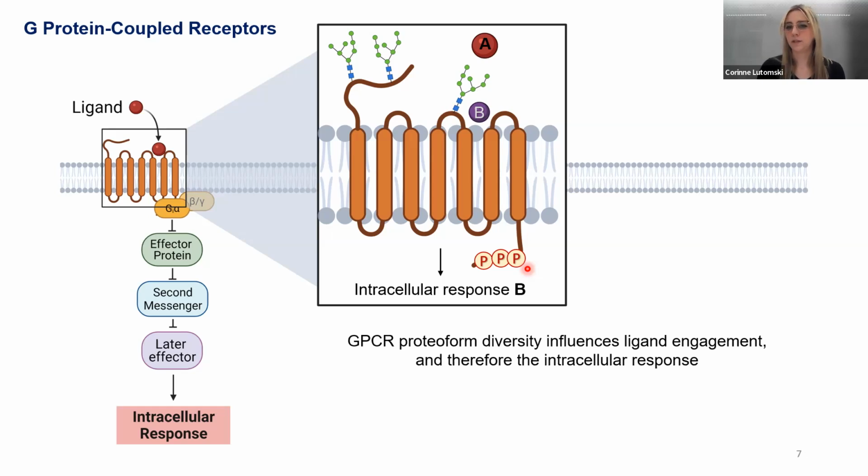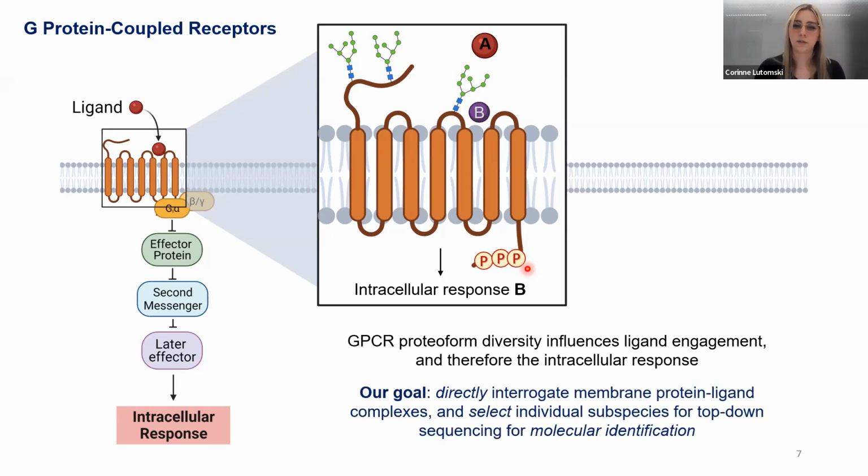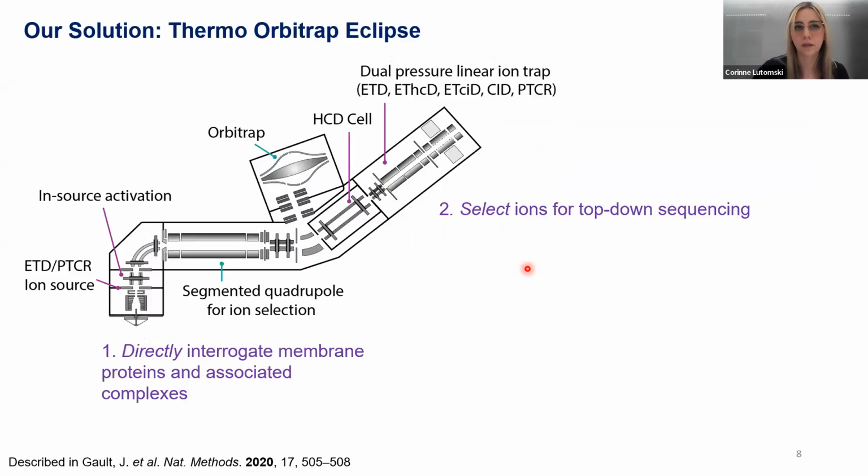And so it's really this GPCR proteoform diversity that not only influences ligand engagement, but the entire intracellular response and the entire downstream response. And so we do want to directly interrogate these membrane protein ligand complexes. So which proteoform is interacting specifically with which ligand. We then want to be able to select the individual subspecies and do top-down mass spectrometry to get true molecular identification of what these complexes are.